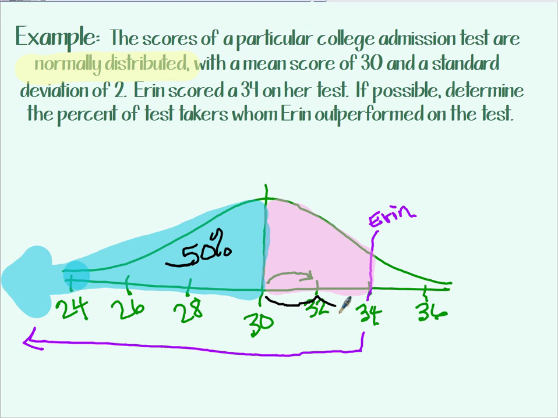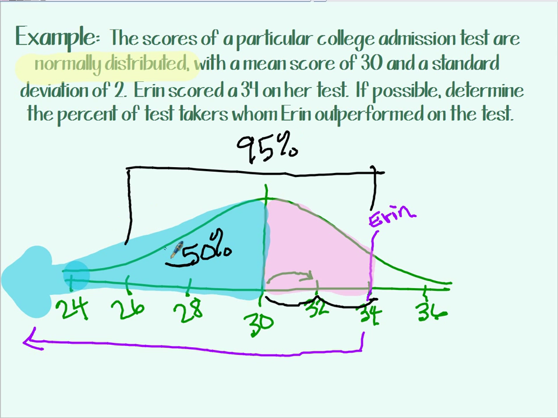Remember, I have 2 standard deviations to the right of the mean. And if I go from 2 standard deviations below to 2 standard deviations above, everything within this area was 95% of all our test takers. The pink portion is half of that 95% area on my normal curve. Half of 95% is 47.5%.